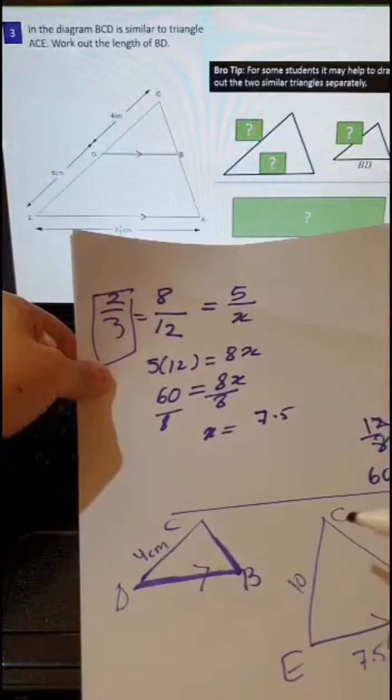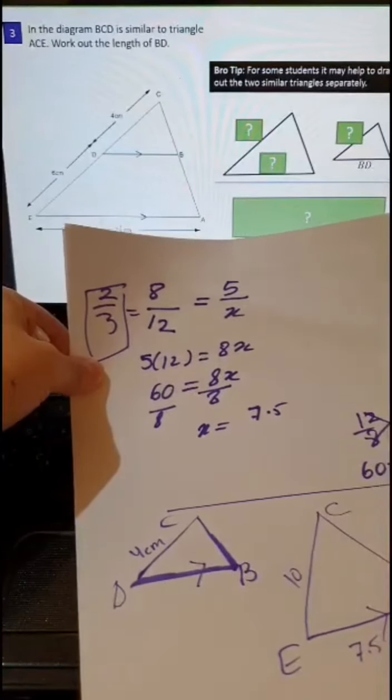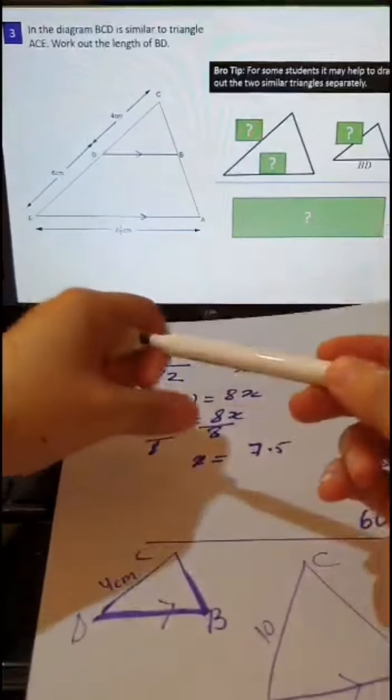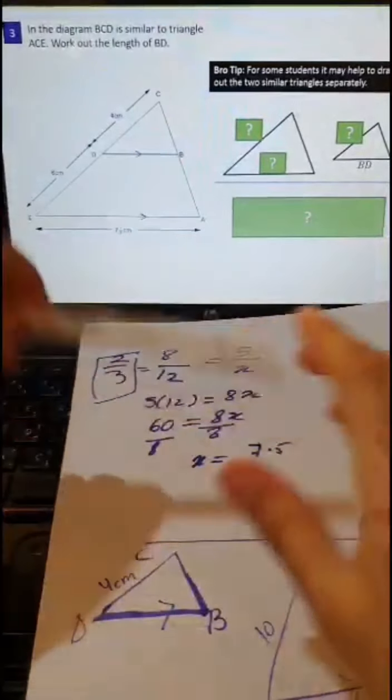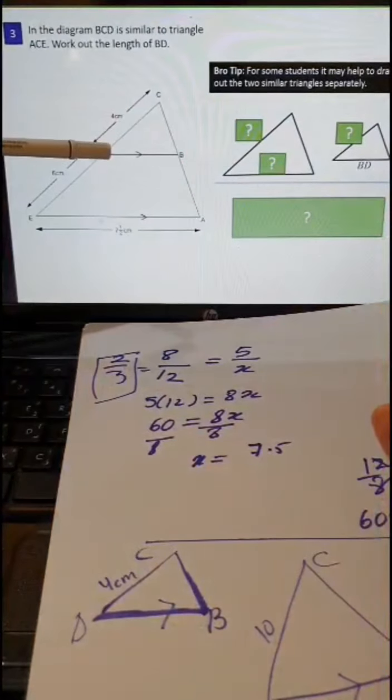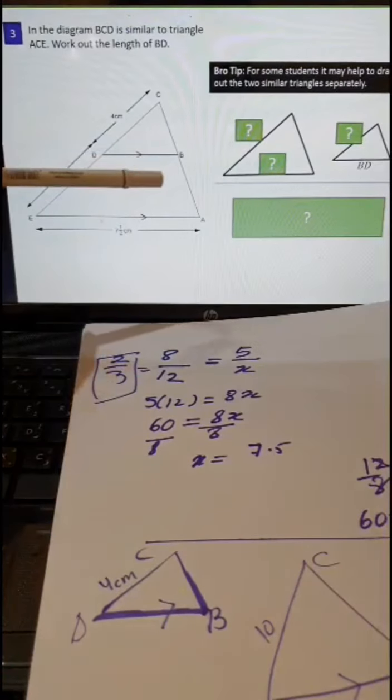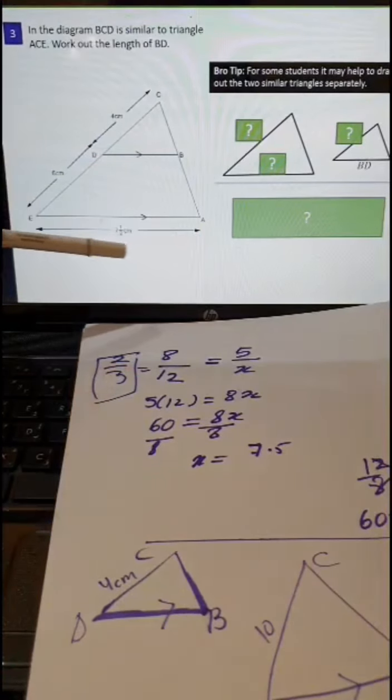They are asking me to find BD. As what we did before, we can directly say on the question that this side CD over CE is equal to BD over AE.